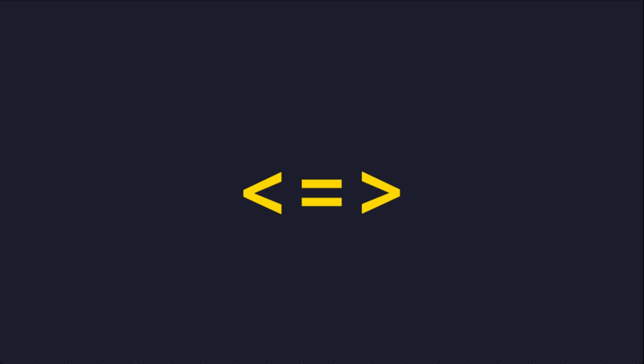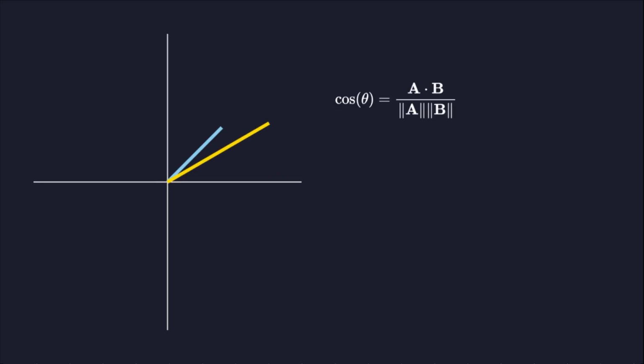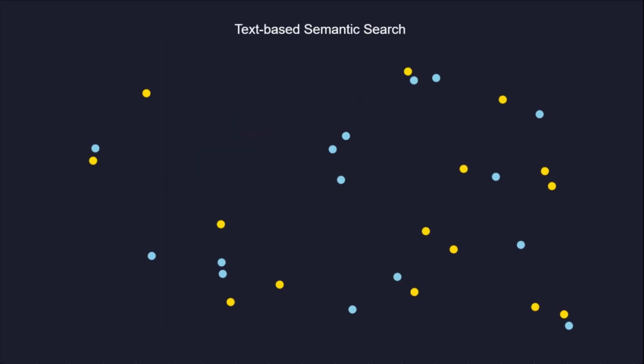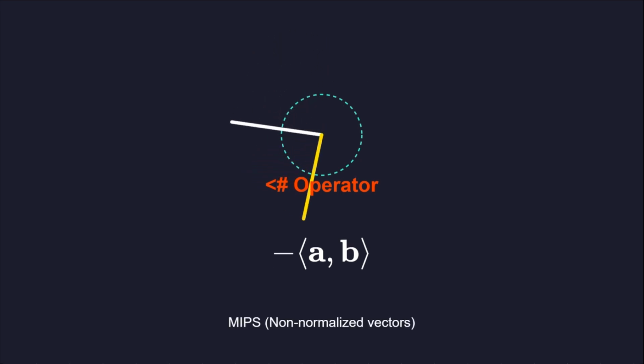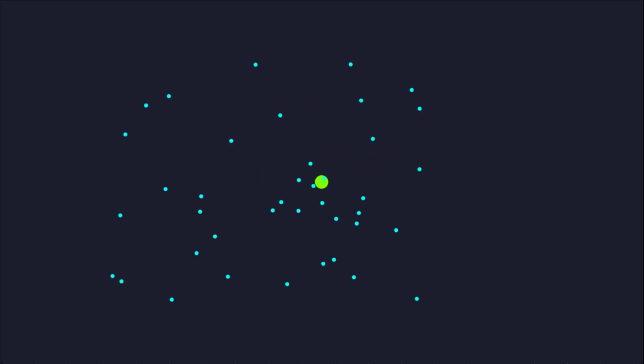Use the less than sign, equal sign, and greater than sign for cosine distance. This operator ignores magnitude and focuses on the angle between vectors, which is the standard for most text-based semantic search applications. The less than sign followed by a hash symbol performs a negative inner product calculation. This is typically used for maximum inner product search when your vectors are not normalized to unit length.